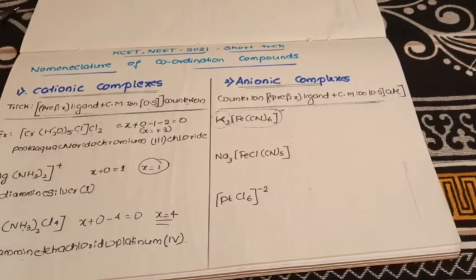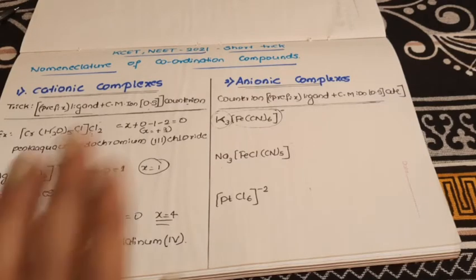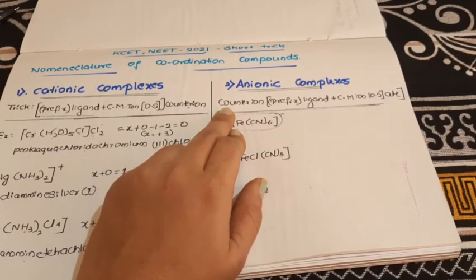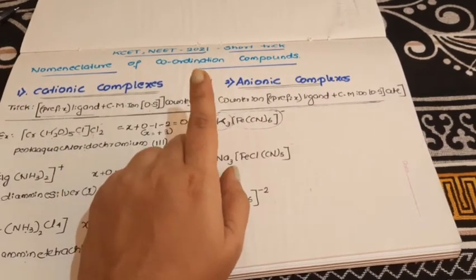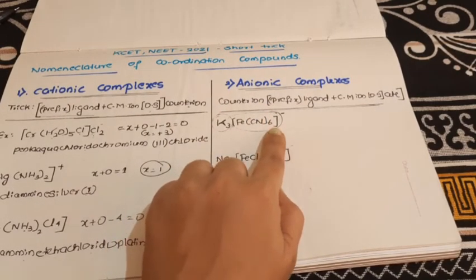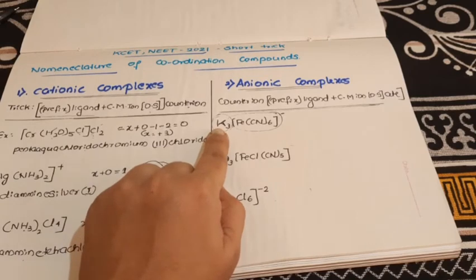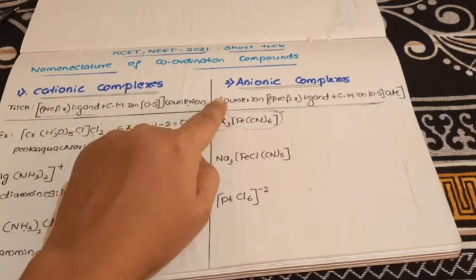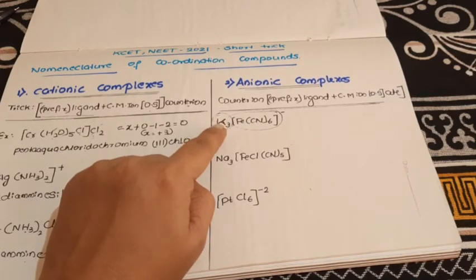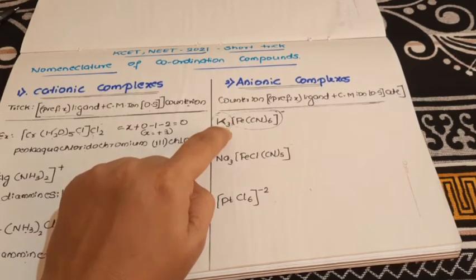So this video is for the nomenclature of anionic complexes. Okay, so the rule, or the trick, that you need to follow here is: if the complex is anionic, then obviously the counter ion should be positively charged, a cation. So you have to write the counter ion first. If the counter ion is positive, then you have to name it first while nomenclating.